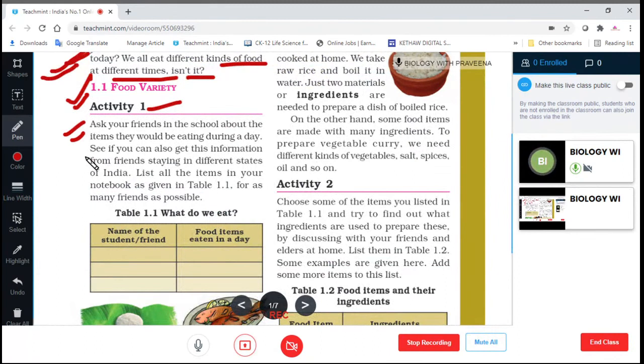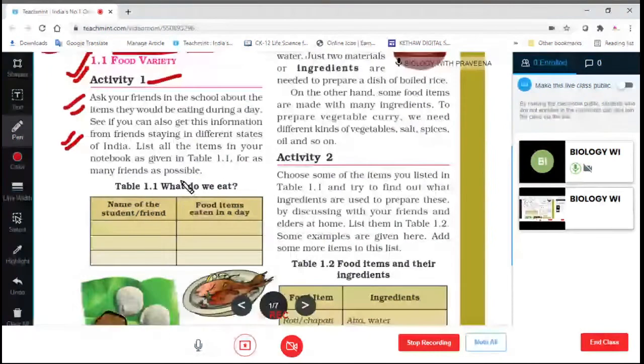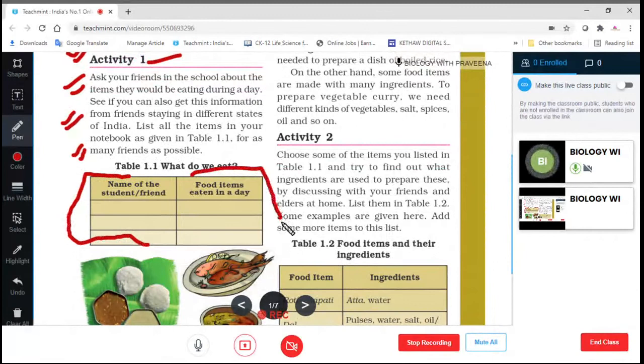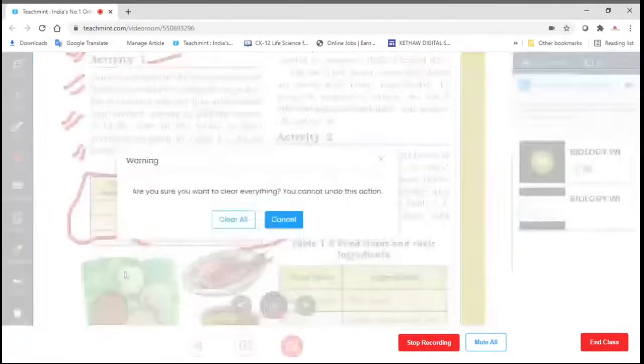You can also get this information from friends staying in different states of India. So you can collect the food of different states of India, because food varies from region to region. List all the items in your notebook as given in table 1.1 for as many friends as possible, in this tabular column.